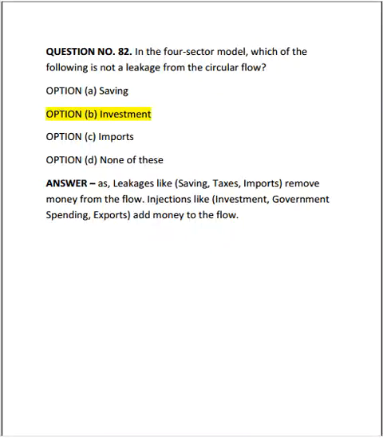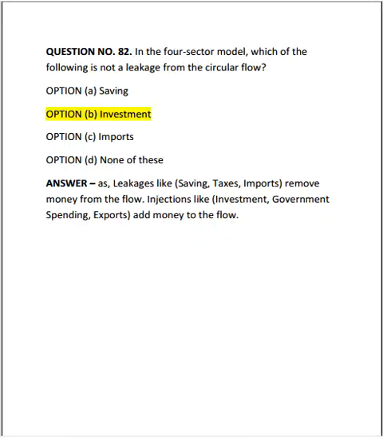Question No. 82. In the four-sector model, which of the following is not a leakage from the circular flow? Option A. Saving. Option B. Investment. Option C. Imports. Option D. None of these. Answer. As leakages like saving, taxes, imports remove money from the flow. Injections like investment, government spending, exports add money to the flow.